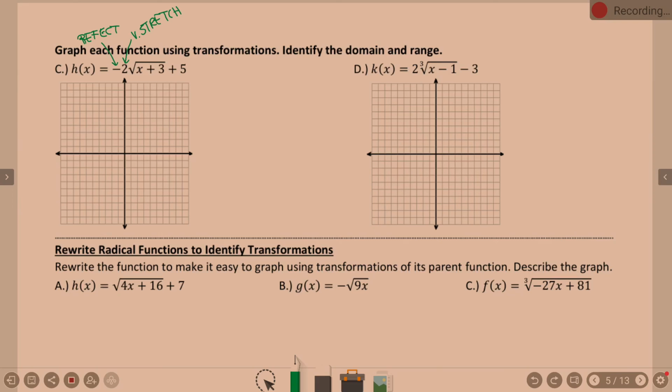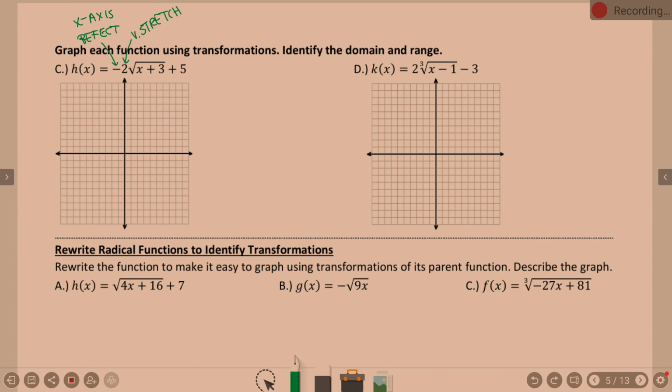By the way, I should have asked this sooner. What type of reflection? X or Y axis? It's out front, right? If it's directly on the X, we can talk Y. But since it's out front, this is going to be reflection across the X-axis.